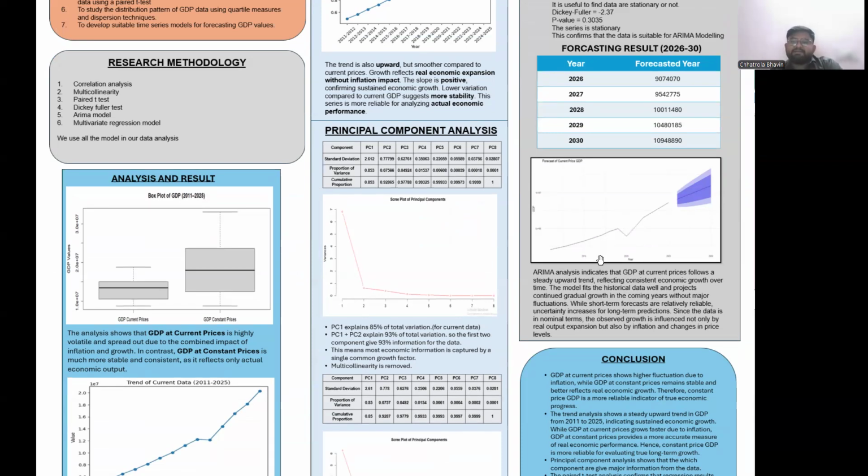ARIMA analysis indicates that GDP at current price follows a steady upward trend, reflecting consistent economic growth over time. The model fits the historical data well and projects continued gradual growth in the coming years without major inflection. While short-term forecasts are relatively reliable, uncertainty increases for long-term prediction. Since the data is in nominal terms, the observed growth is influenced not only by real output expansion but also by inflation and changes in price.